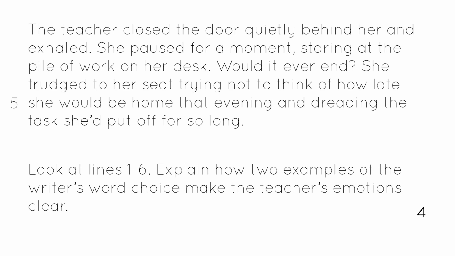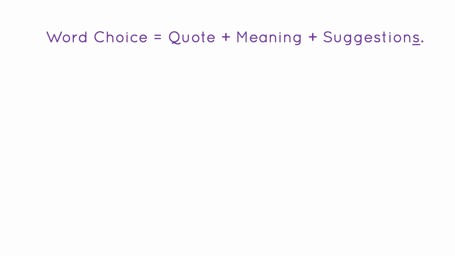Now, here is a wonderful little formula that you can use forever for word choice. You can use it in National 5 and even on into Higher. So the next slide is really, really, really important. Word choice equals quote plus meaning plus suggestions. And note that I've underlined the S. It's not one suggestion, it's suggestions. Word choice equals quote plus meaning plus suggestions. So there are 3 steps involved there.